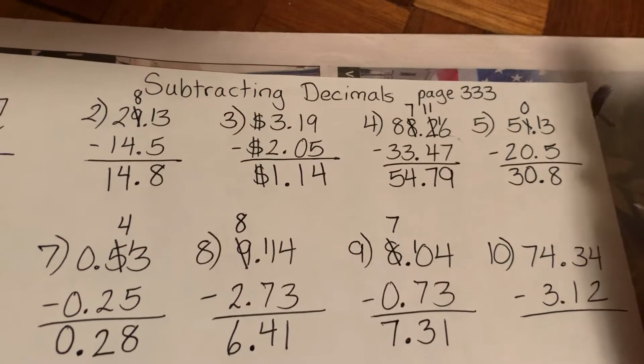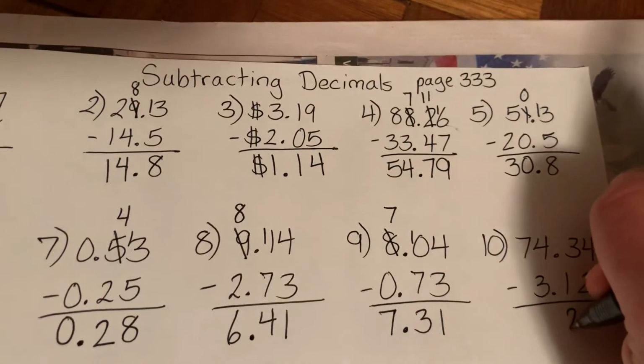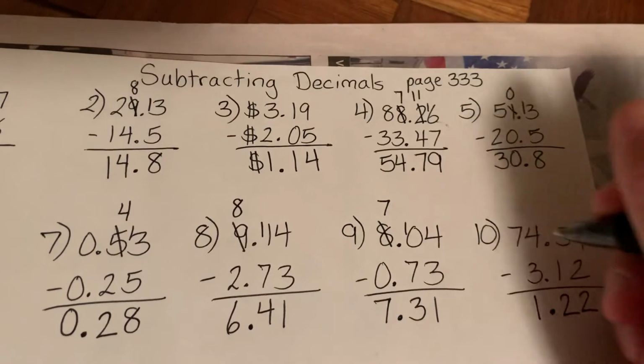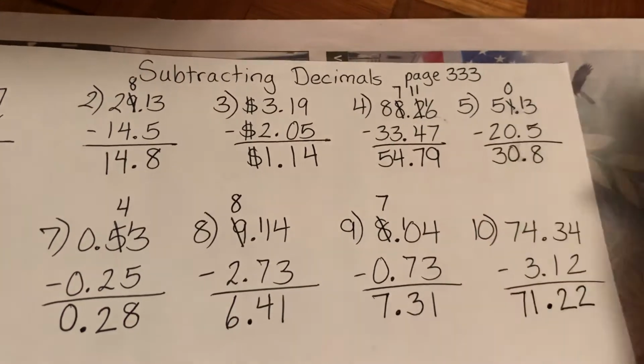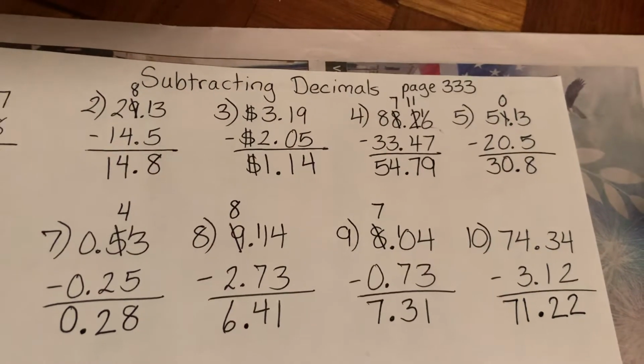Okay, so 4 minus 2 is 2. 3 minus 1 is 2. Bring down the decimal. 4 minus 3 is 1. And bring down the 7. So your answer is 71.22 or 71 22/100.